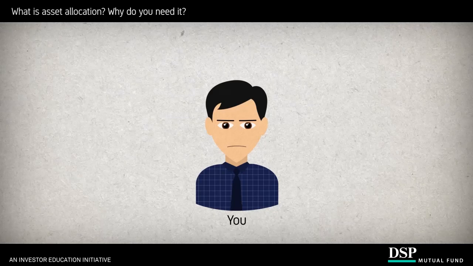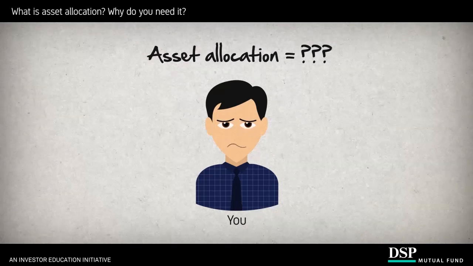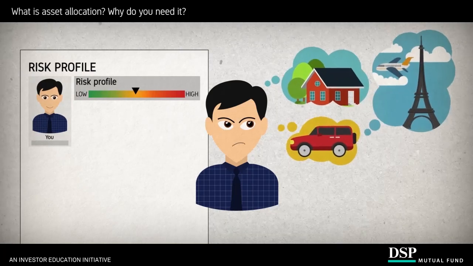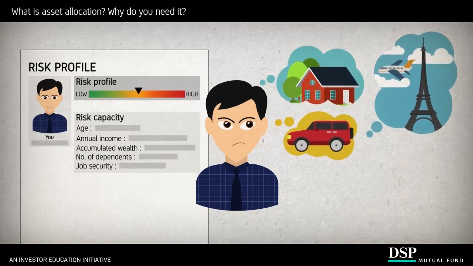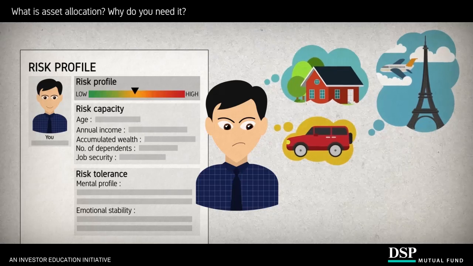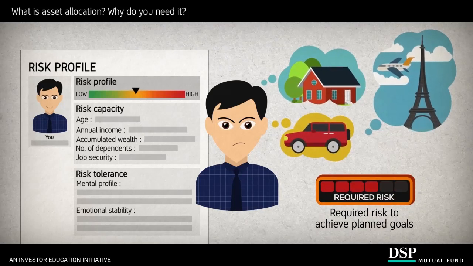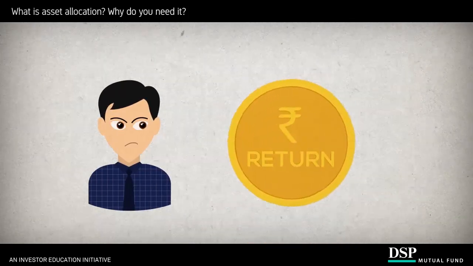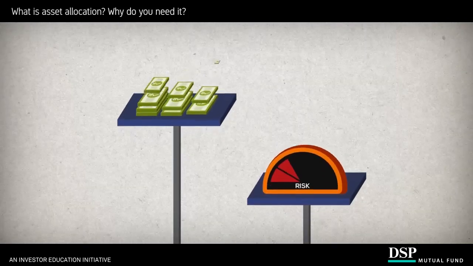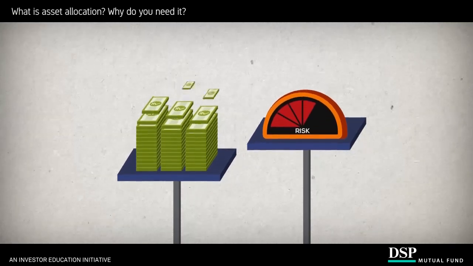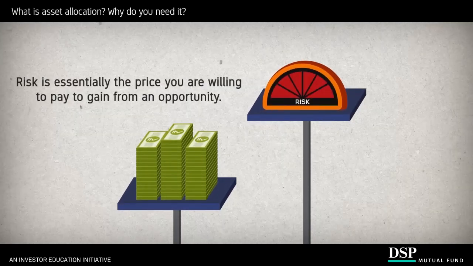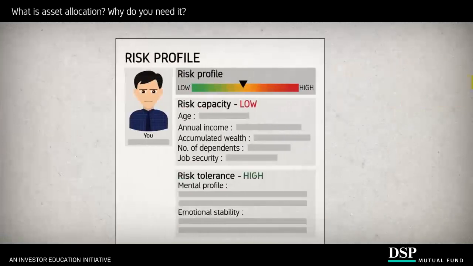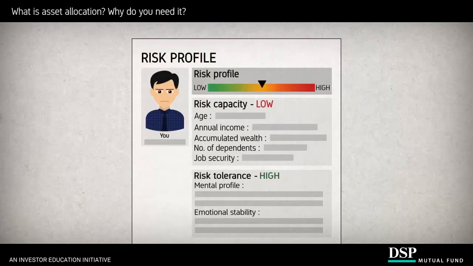Now, there is no fixed formula for deciding your portfolio's asset allocation. It depends on a combination of your risk profile and your financial goals that you want to achieve. Your risk profile, in turn, is determined by a combination of your capacity to take risk, your willingness to take risk, and the actual required risk for you to achieve your goals. But why should you take risk at all? This is because risk and returns are two sides of the same coin. If you want higher returns, you need to be willing to take on higher risk, of course, while being able to manage it well. Remember that risk is essentially the price you are willing to pay to gain from an opportunity.